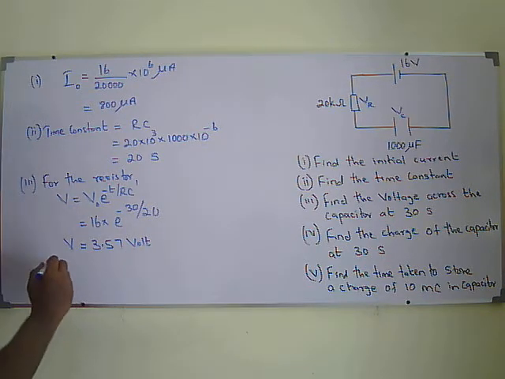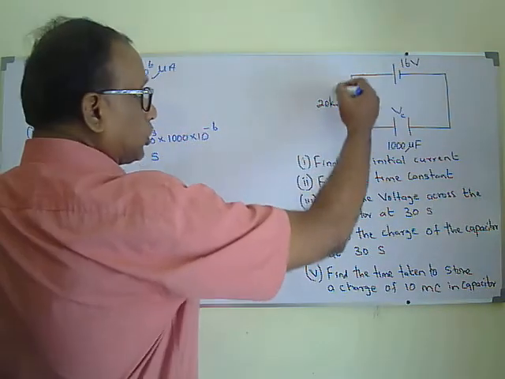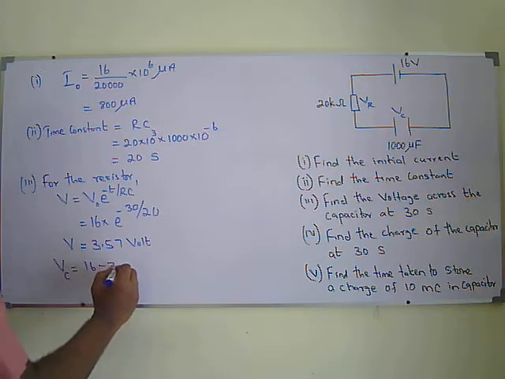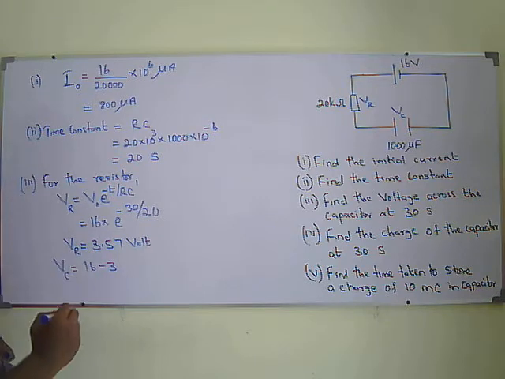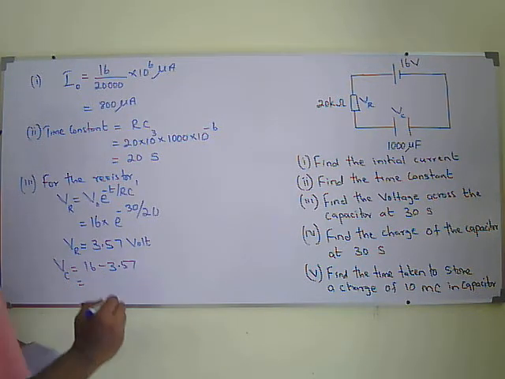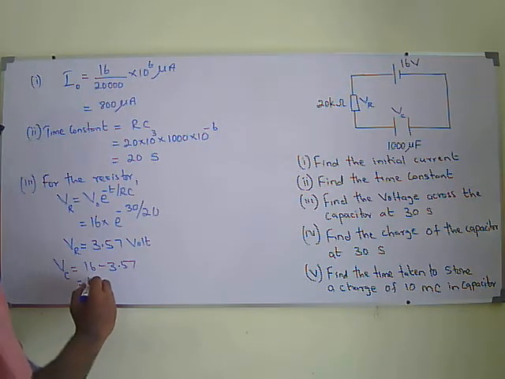So the voltage across the capacitor at 30 seconds will be 16 minus VR, the voltage across the resistor, since the total voltage is 16. So 16 minus 3.57 will be 12.43 volt.